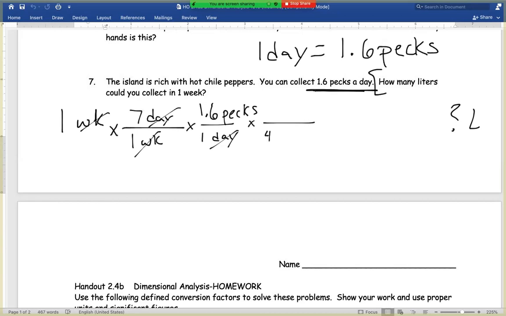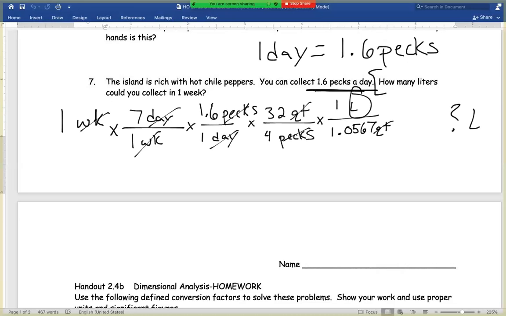I know that there are 4 pecks in 32 quarts. Pecks cancel them into quarts. And then my quarts will let me get right to liters because I know it's 1.0567 quarts for every 1 liter from my table of conversion factors up above. Again, if you've done everything right, the only unit left is the one you're looking for. Everything here is going to cancel except for liters.